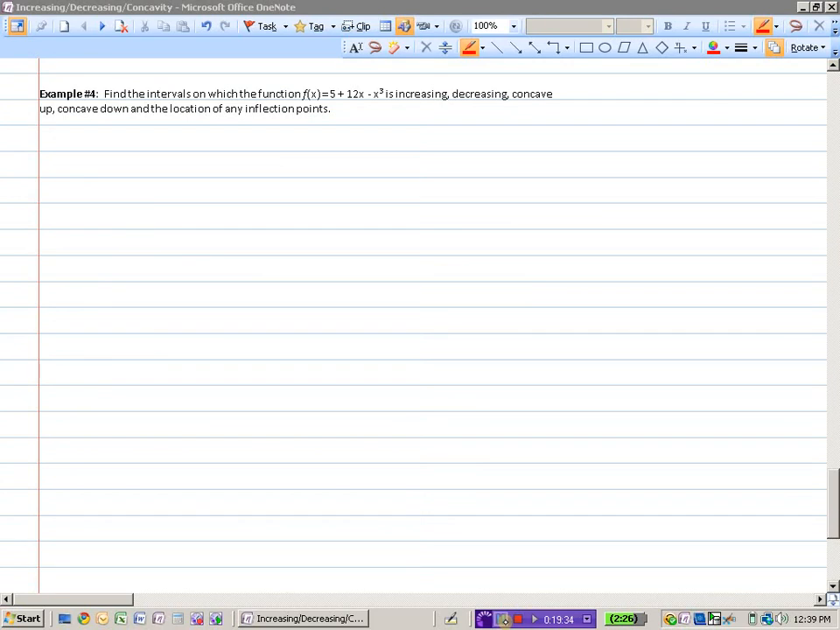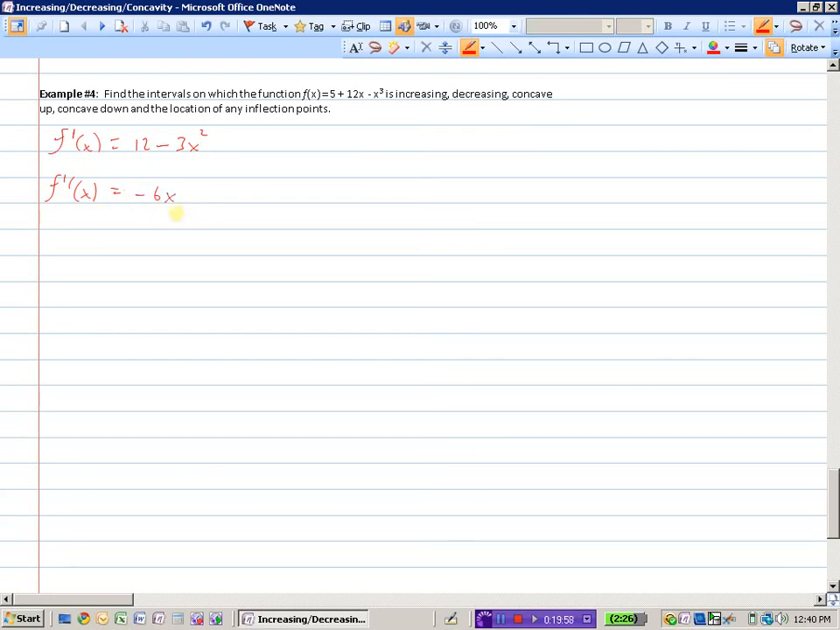So let's look at a function and analyze it entirely. Where is it concave up, concave down, and any inflection points? So I'm going to take the first derivative here. I would get 12 minus 3x squared. And I'm going to take the second derivative, and it would be negative 6x.